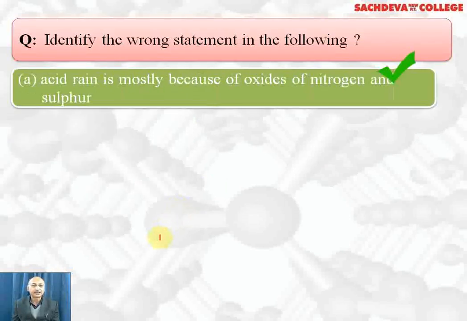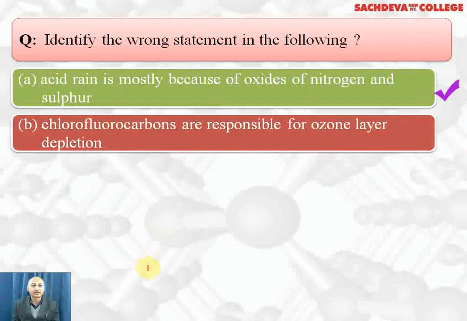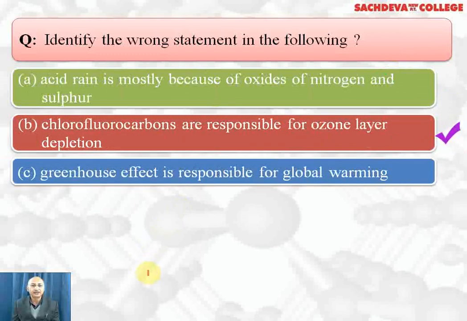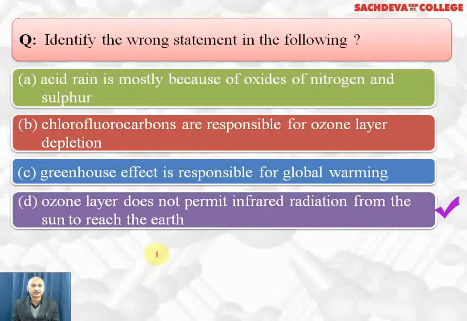Identify the wrong statement in the following. Acid rain is mostly because of oxides of nitrogen and sulfur. Chlorofluorocarbons are responsible for ozone layer depletion. Greenhouse effect is responsible for global warming. Ozone layer does not permit infrared radiation from sun to reach earth. D part is the wrong statement and correct answer, because ozone layer prevents ultraviolet radiations and not infrared radiations.